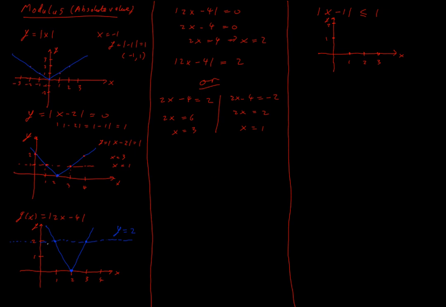And if I go to my graph, which I should have done to begin with, I'm effectively looking for the intersection points of y is equal to 2 and my function g of x, and I can see that they intersect at x is equal to 1 and x is equal to 3. So I can see my graphical method is giving me the same solution here. So I have two methods so far.